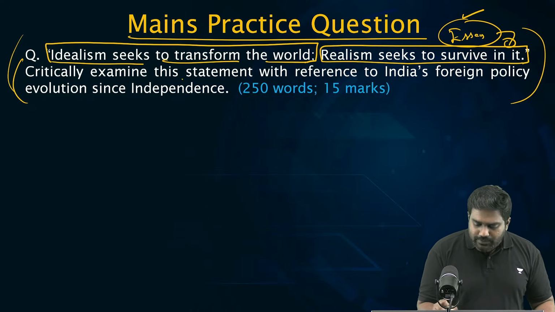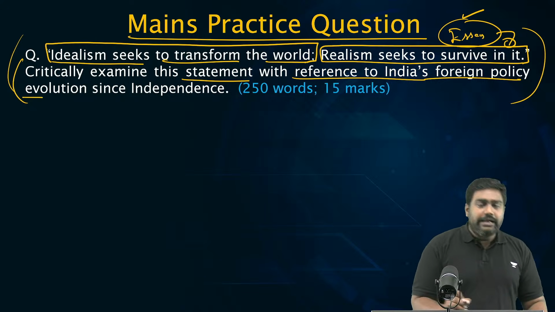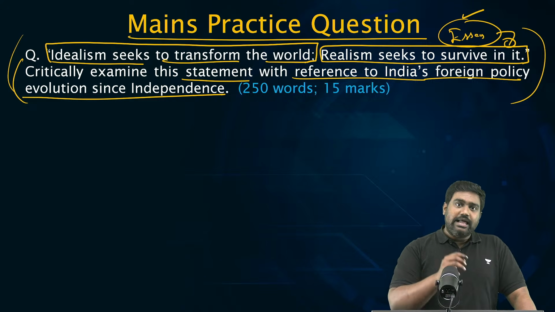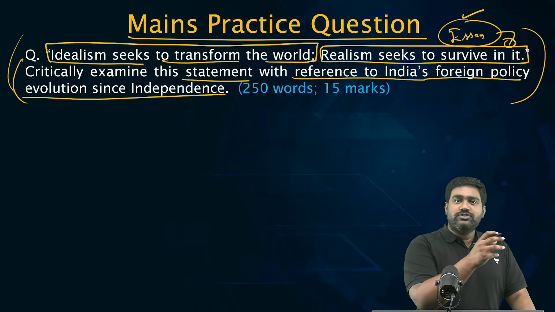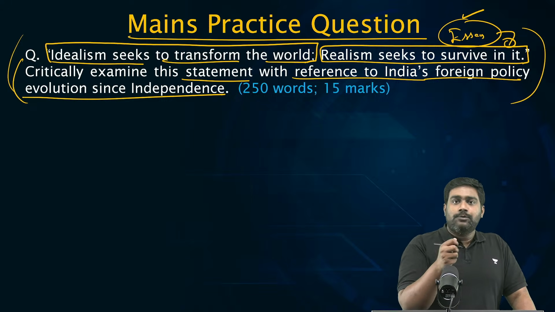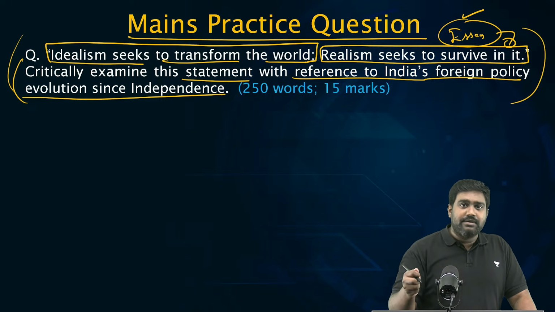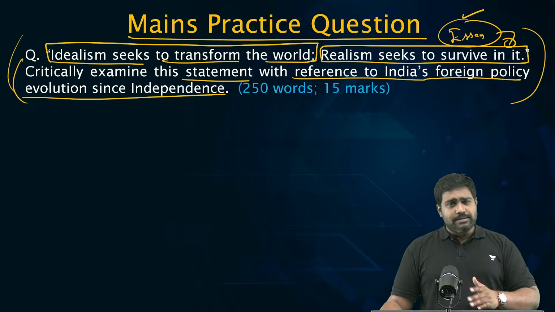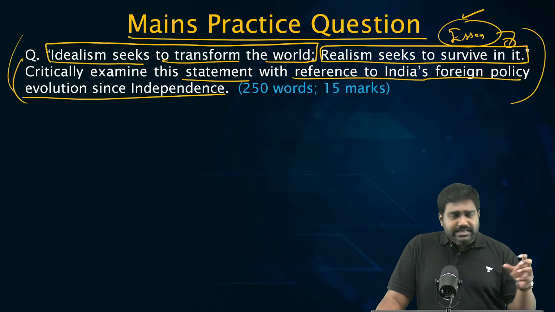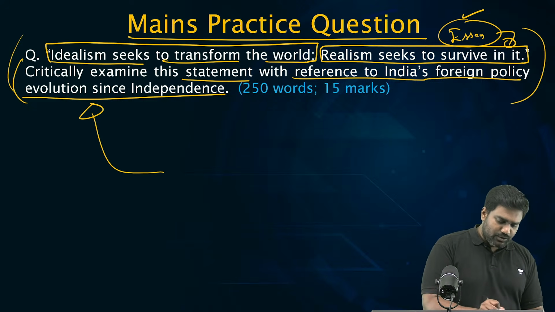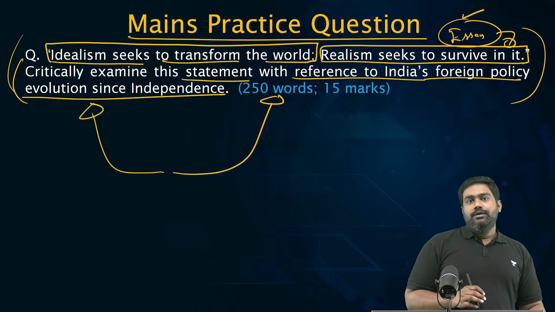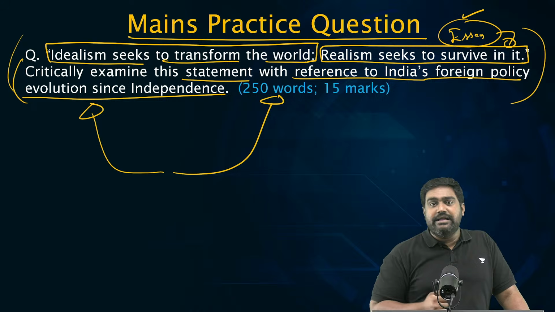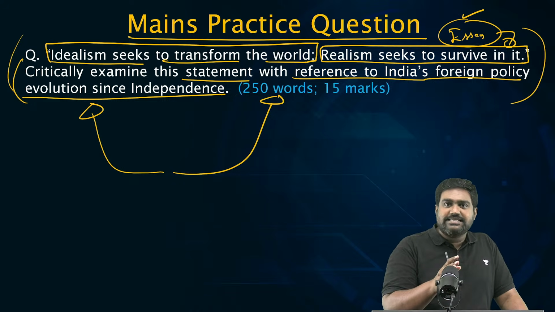Critically examine the statement with reference to India's foreign policy evolution since independence. With the help of examples from the days of Prime Minister Nehru, Prime Minister Indira Gandhi, PV Narasimha Rao, Prime Minister Vajpayee, Manmohan Singh, Prime Minister Modi, using their leadership, using their approach, can you explain when India has been idealistic and when India has been realistic? I gave you those examples.